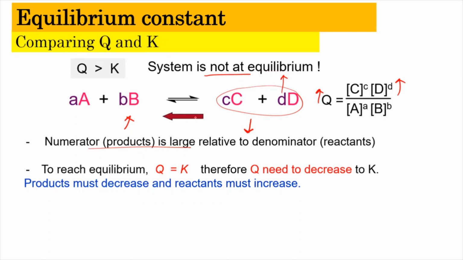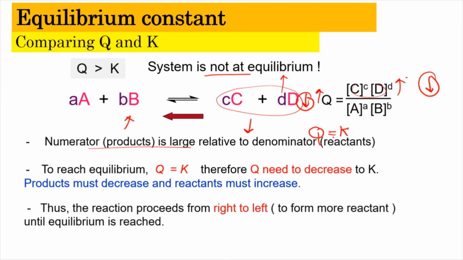When it shifts to the left, our product will be changed back into the reactant and its concentration will lower down. As a result, our Q will be lowered down as well, and this will make Q equal to K. That is why the reaction will proceed from right to left in order to form more reactant until the equilibrium is reached.